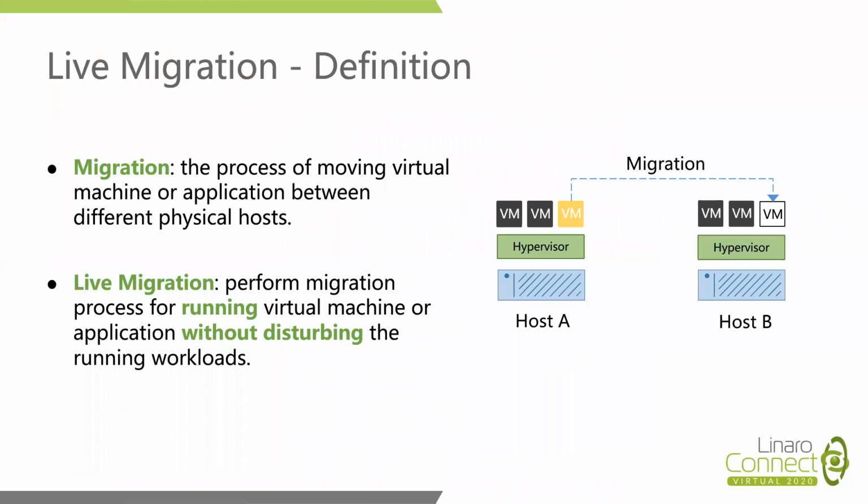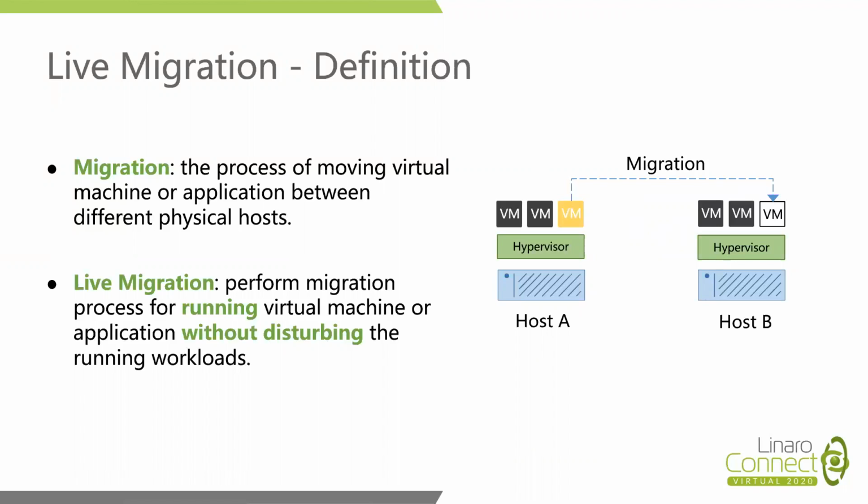Okay, so let's start. First things first, what is live migration? In the cloud world, migration normally means the process of moving virtual machines or applications between different physical hosts. Like shown in the graph on the right, the yellow VM will be migrated from host A to host B. And live migration is one of the forms of migration. When the migration process is performed on running virtual machines and applications, and the process can be done without disturbing the workloads, it can be called live migration.